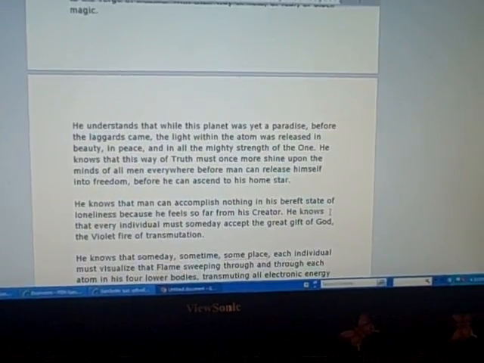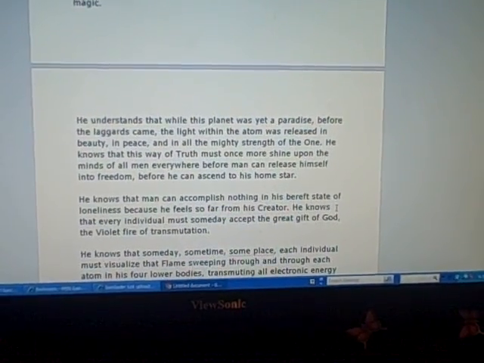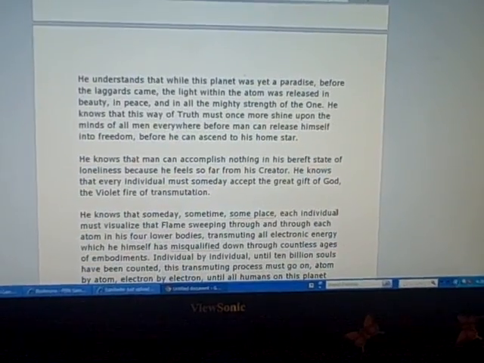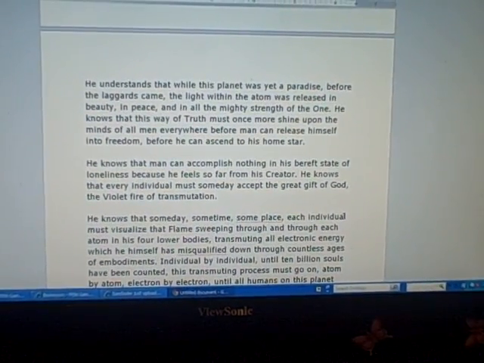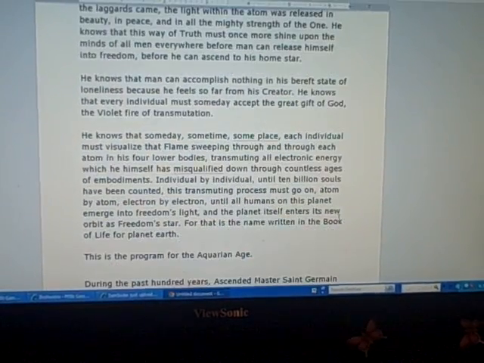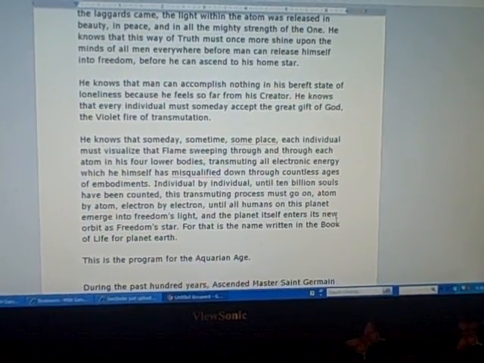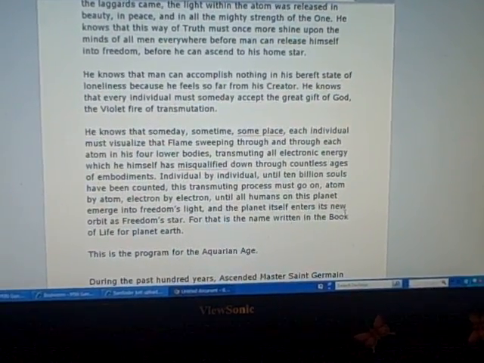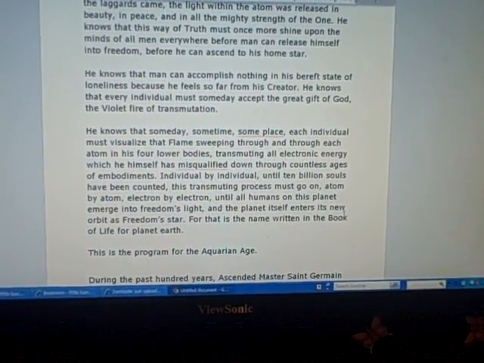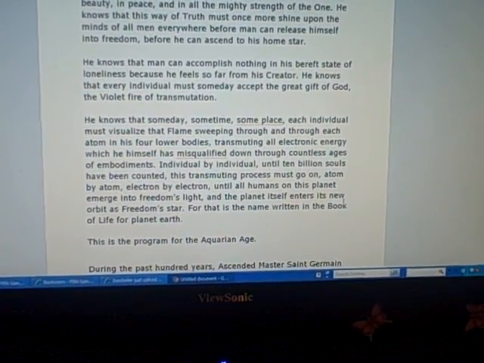He knows that man can accomplish nothing in his bereaved state of loneliness because he feels so far from his Creator. He knows that every individual must someday accept the gift of God, the violet fire of transmutation. He knows that someday, sometime, someplace, each individual must visualize that flame sweeping through and through each atom of his four lower bodies, transmuting all electronic energy which he himself has misqualified down through countless ages of embodiments.